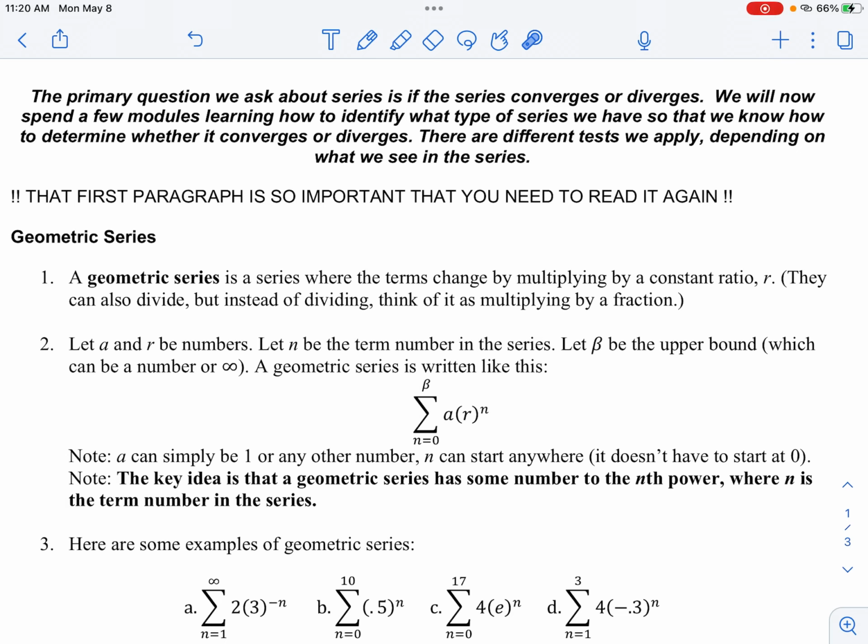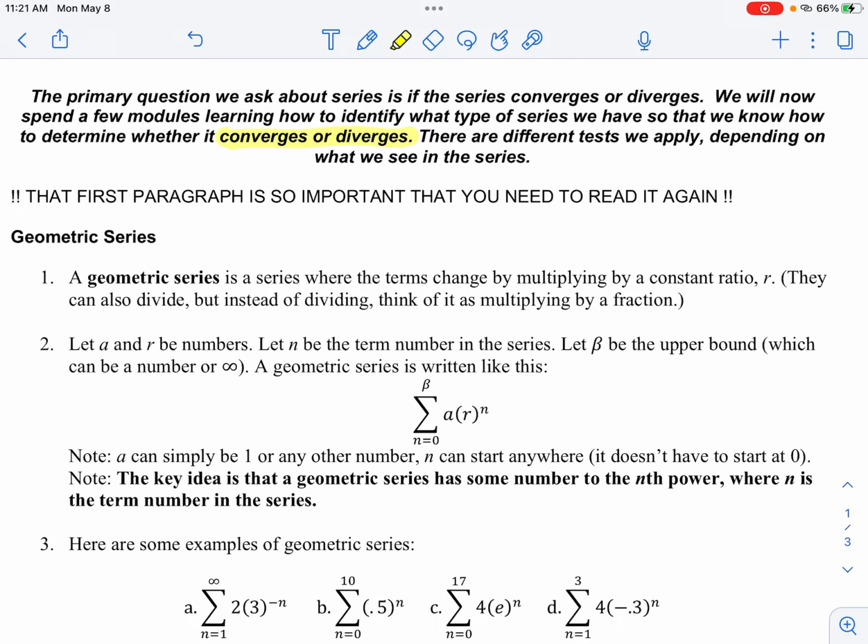We will now spend a few modules learning how to identify what type of series we have so that we know how to determine whether it converges or diverges. There are different tests we apply depending on what we see in the series. That first paragraph is so important that you need to read it again. So you might pause this video and read that again. Please always keep in mind what we're trying to do in this unit.